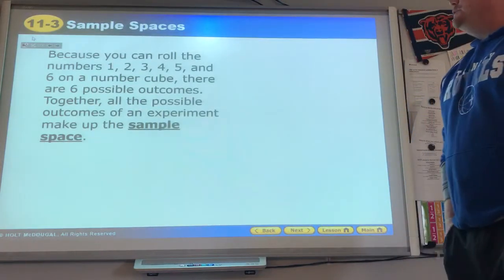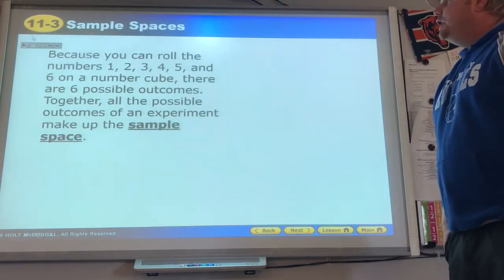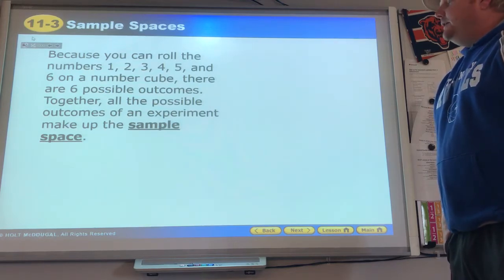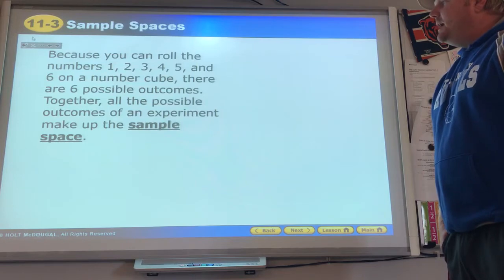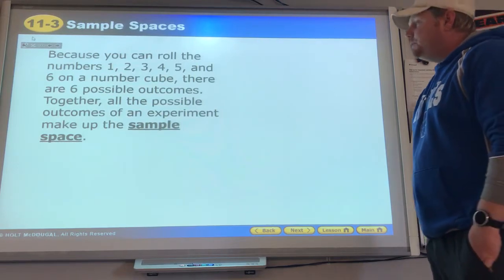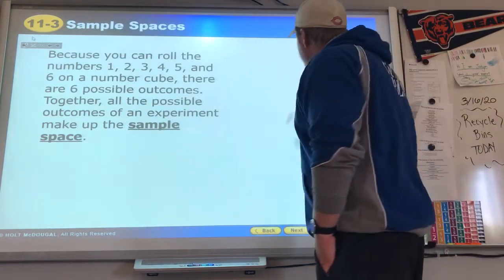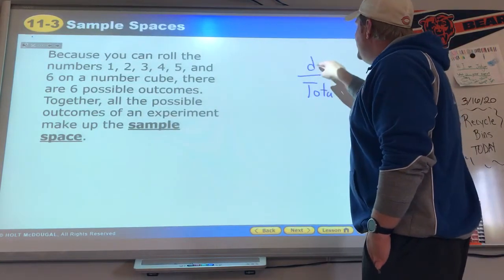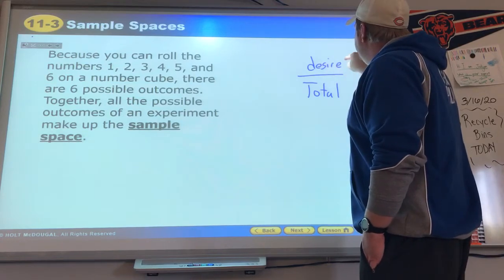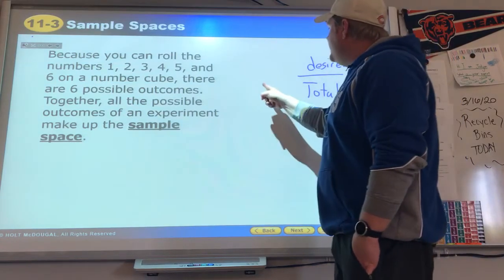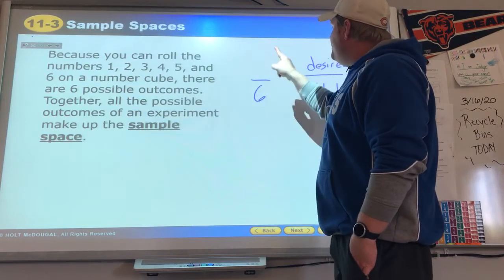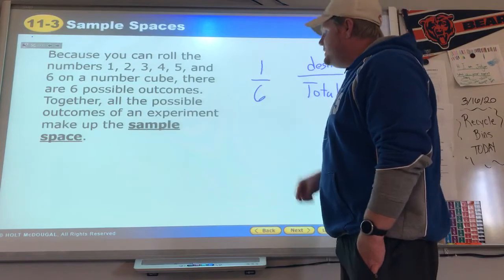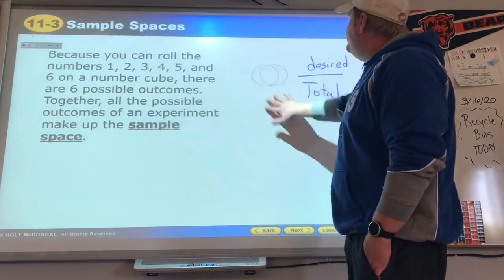Because you can roll the numbers 1, 2, 3, 4, 5, and 6 on a numbered cube, also called a dice, there are 6 possible outcomes. Together, all the possible outcomes of an experiment make the sample space. Total. Desired. That's what I want. 6 total outcomes? If I want a 5, there's 1 of those out of the 6. Sample space is your total that you generally put on the bottom.